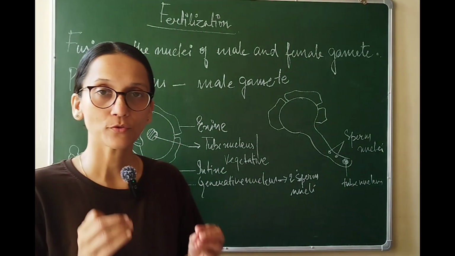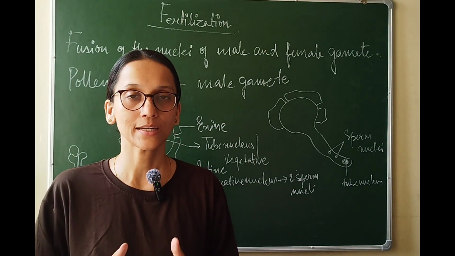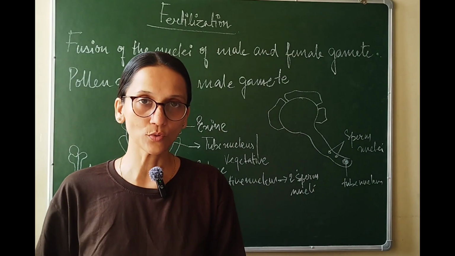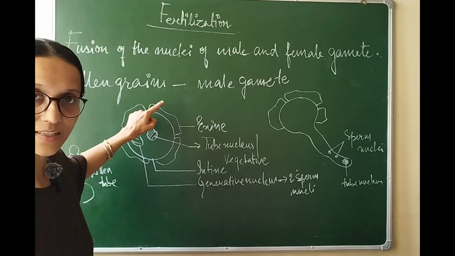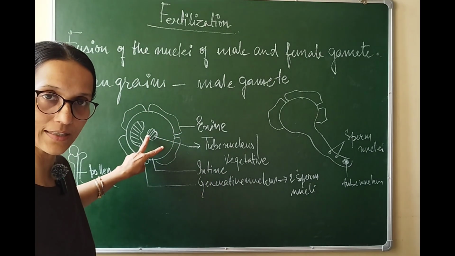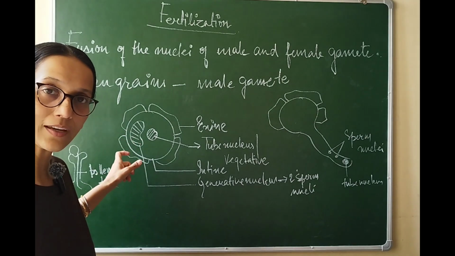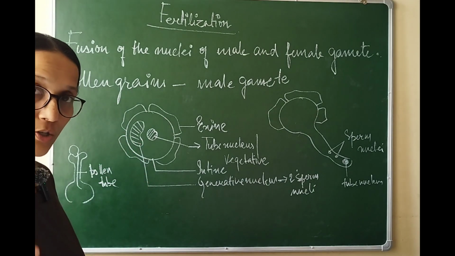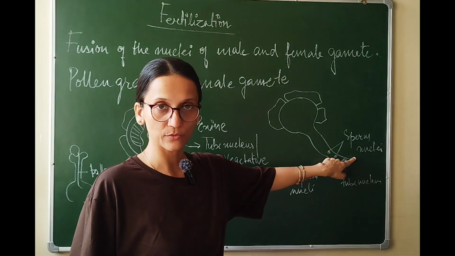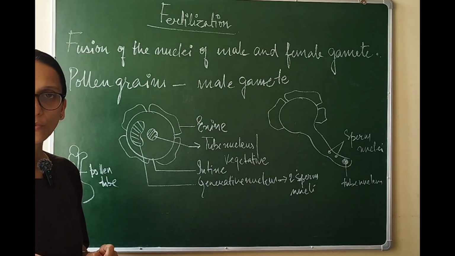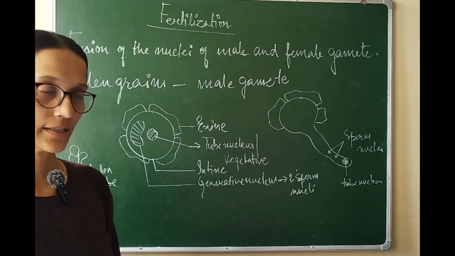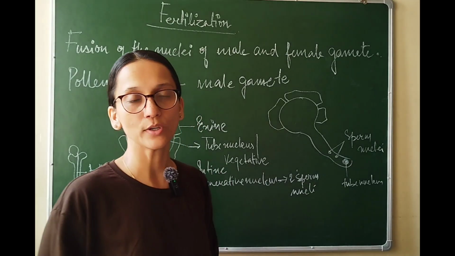So this is all we have to understand about pollen grain before we understand fertilization. The pollen grain is unicellular, covered by two layers, outer one exine, inner intine. There are two nuclei inside. The bigger one is called the generative nucleus. It directly participates in the process of fertilization and divides to produce two sperm nuclei. And the other one is called tube nucleus. It does not directly participate in fertilization but helps in the elongation of the pollen tube.